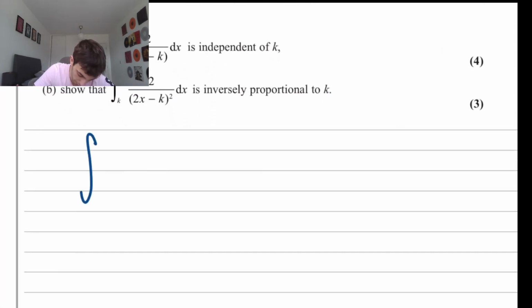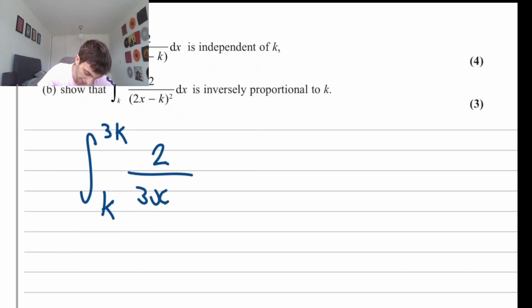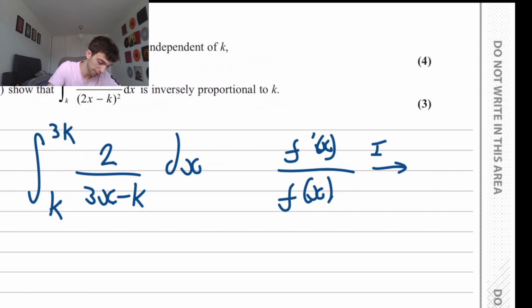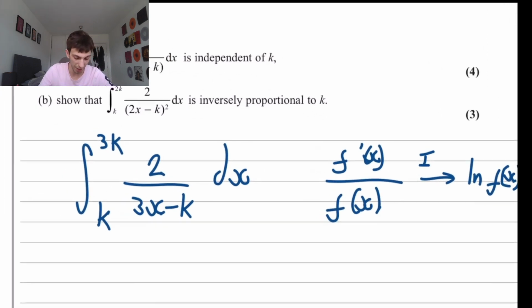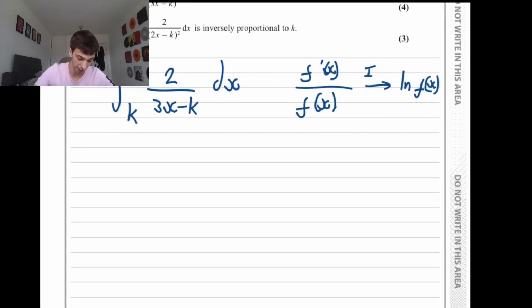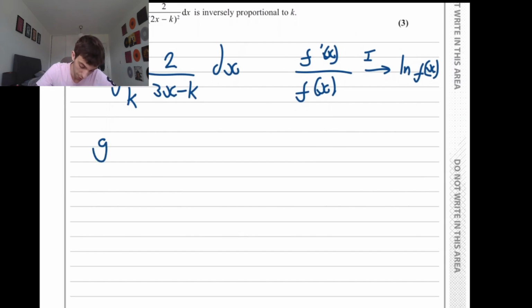Okay, let's go. So we have the definite integral, upper limit 3k, lower limit k, of 2 over (3x minus k). Now the key thing to spot in this kind of question is that the numerator looks like our denominator differentiated. Because we know if we have f dash x over f of x, so some function of x differentiated in the numerator, if we were to integrate this, this would be equal to the natural log of the function of x in our denominator. Now it kind of looks like that. We can see that our denominator, 3x minus k differentiated, would be 3. We have 2, so this is similar. So what we can do is we can actually use a little bit of reverse chain rule. So we have a guess here.